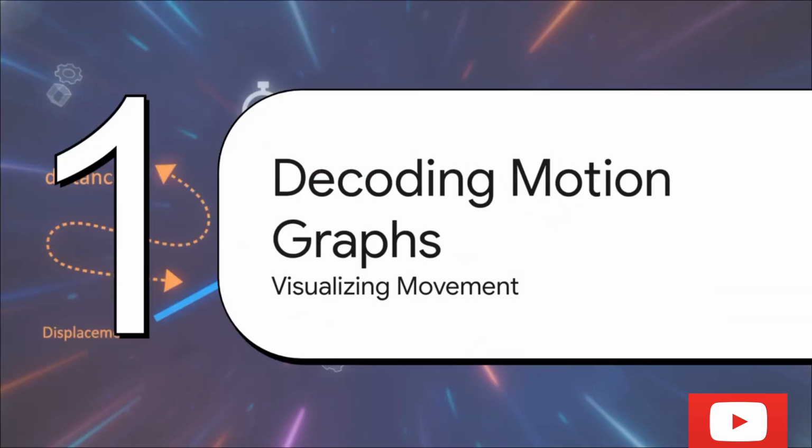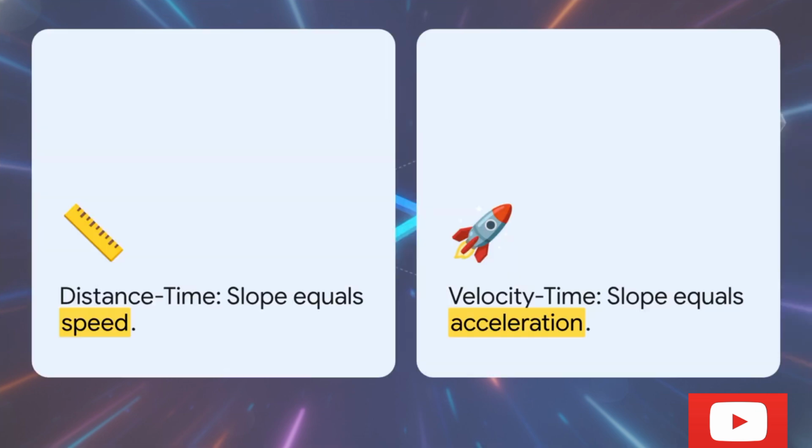Finally, Section 5, Decoding Motion Graphs, Visualizing Movement. The guide puts the two most common graphs side by side right here, and man, does it make the difference instantly clear. On a distance-time graph, the slope, or the gradient, at any single point equals the speed at that instant. But on a velocity-time graph, the visual language changes completely. The slope there equals the acceleration. Furthermore, the geometric area under a velocity-time graph equals the total displacement or distance. You have to be able to instantly recognize the difference between these two.